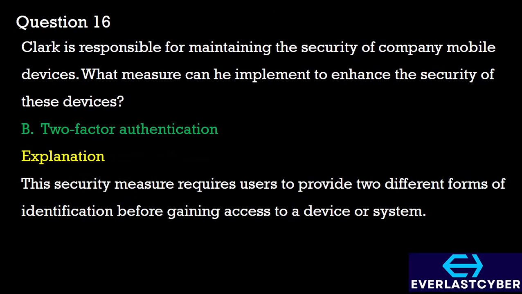Two-factor authentication involves something they know, like a password, and something they have, like a code or OTP sent to their mobile device. It enhances security by adding that additional layer of protection against unauthorized access. So this is what Clark can use to maintain the security of the company mobile devices.